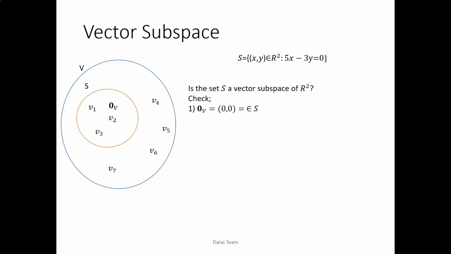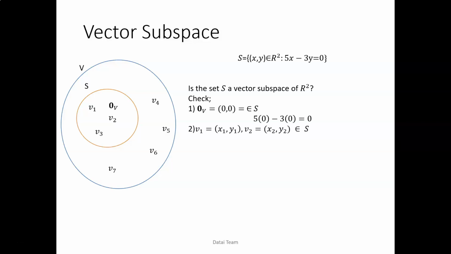Now let's check if this is a vector subspace. There are 3 conditions. First of all, the 0 vector of the greater space must be included in every subspace. So our subspace S must have the same 0 vector as the greater space V. To check that, we put our 0 vector here, which is (0, 0). When we put our zeros here, we have 5 times 0 minus 3 times 0 is equal to 0. That checks. So we can conclude that our 0 vector is included in this vector subspace.